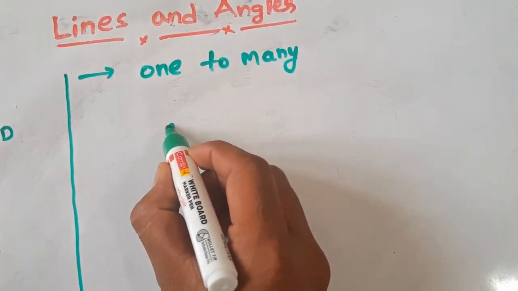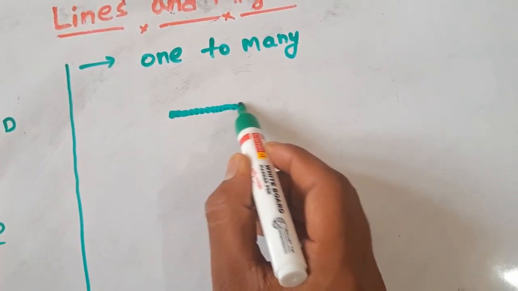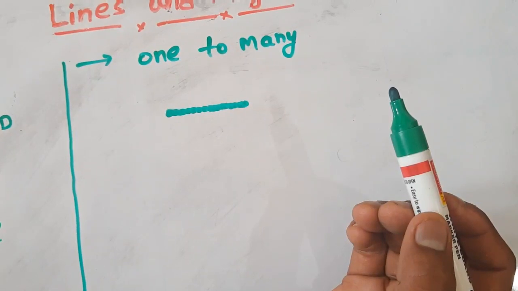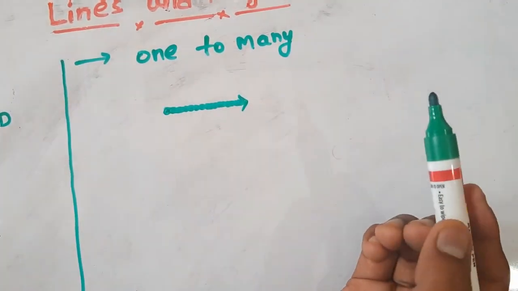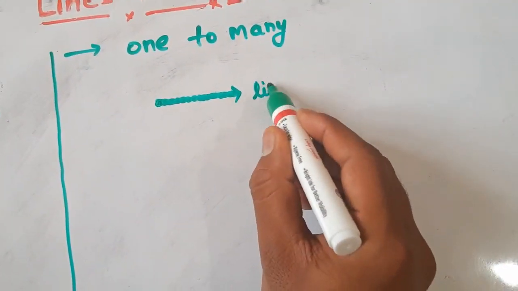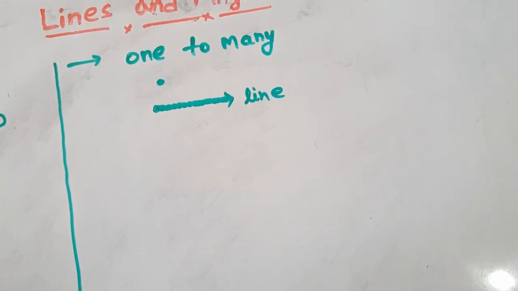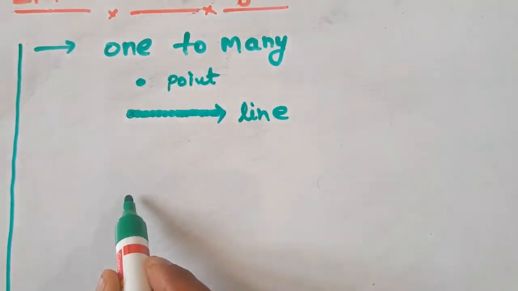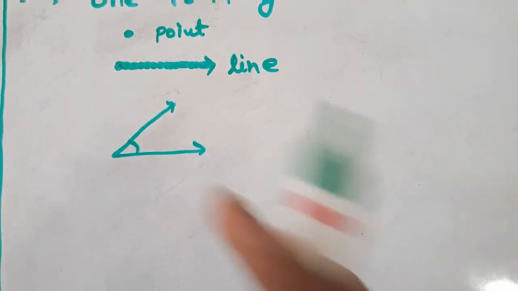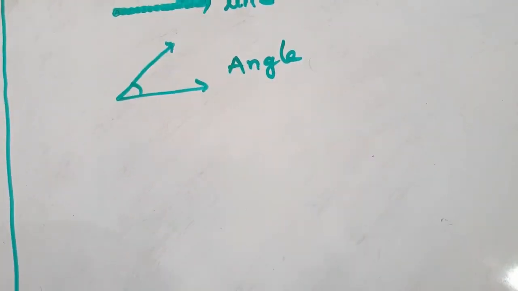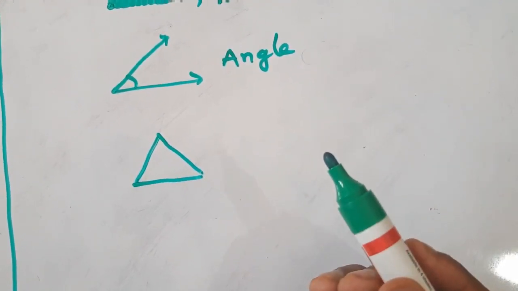First, I will take one point like this. I join many points, then I'm going to get a line. First, I take one point. If I join many points, I'm going to get a line. If I join two lines, then I'm going to get an angle. If I join three lines, then I'm going to get a triangle.